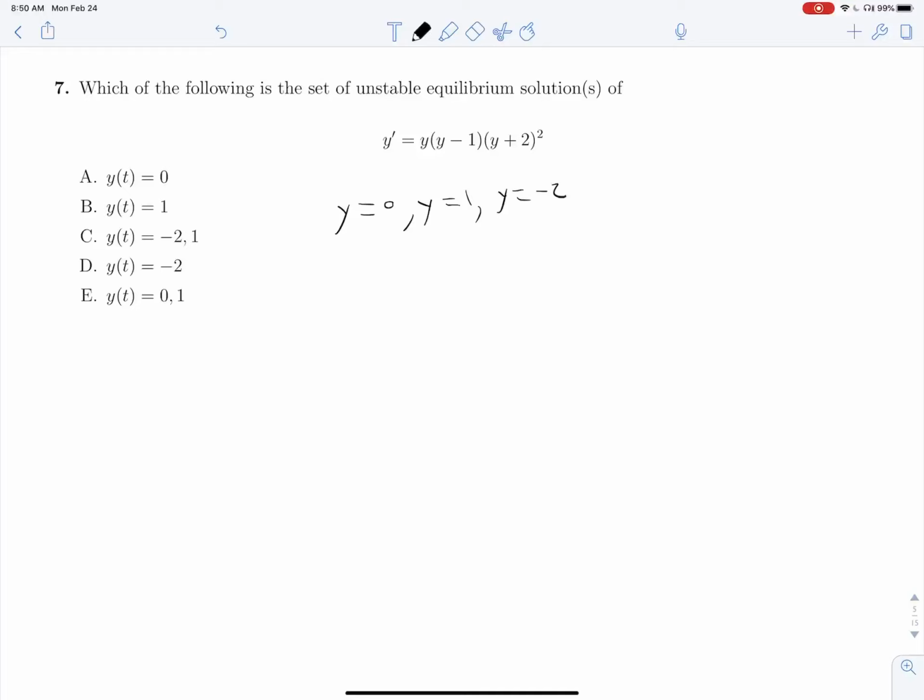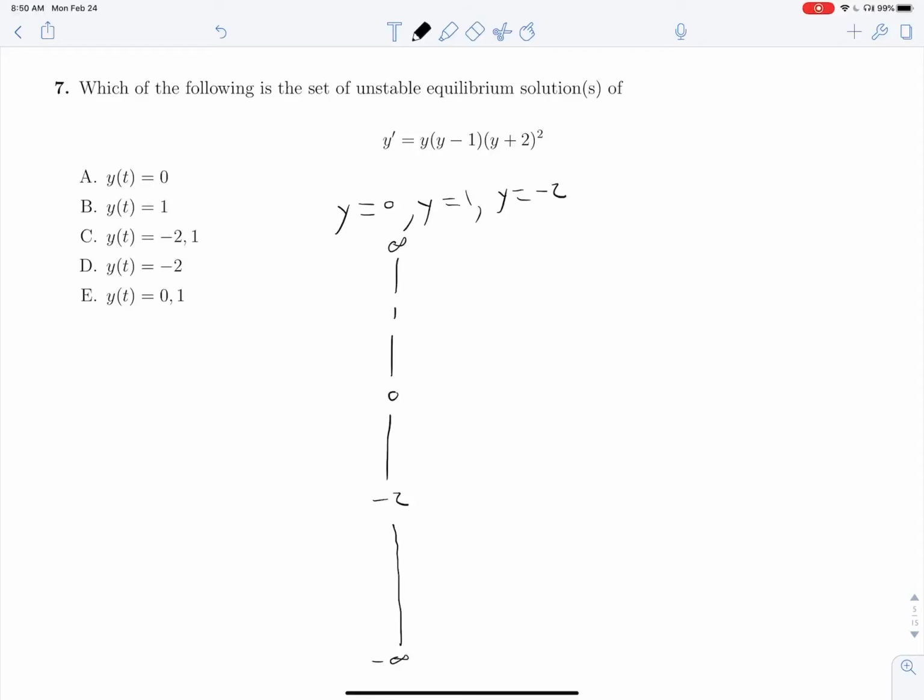So let's set this up. I'm going to make a nice little number line. We have going all the way from -infinity to -2, up to 0, up to 1, and then all the way back up to positive infinity. And all we have to do is see whether our derivative, or our y prime, is positive or negative in these sections, and we can identify the behavior around these points.